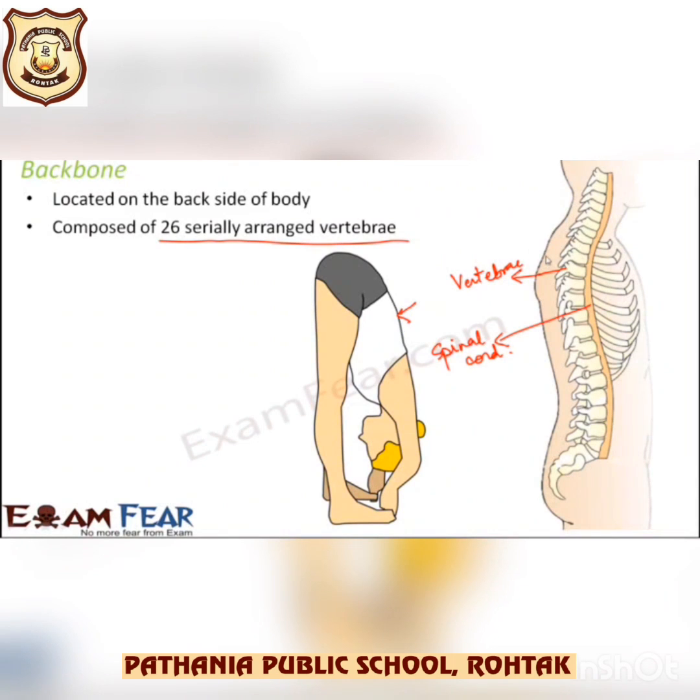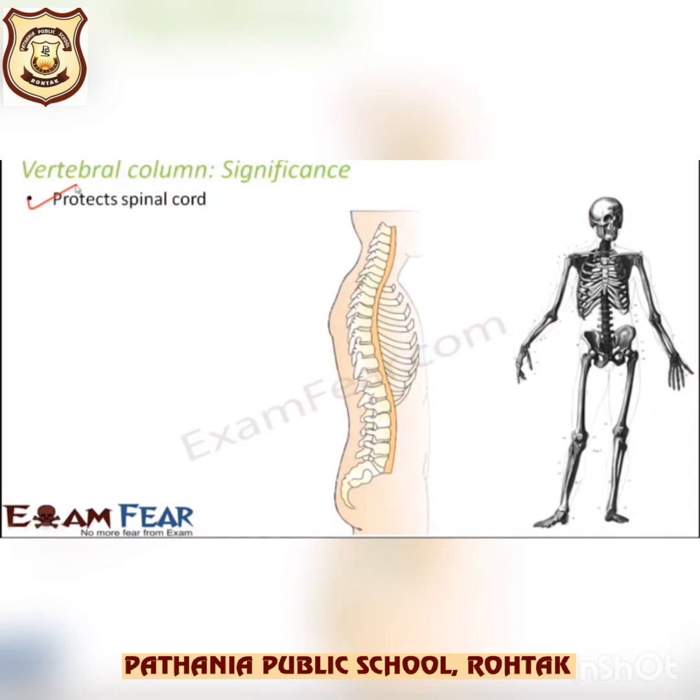I hope it is clear to all of you. Our backbone supports the head at its top. The shoulder bones, rib bones, and hip bone are all joined to the backbone. Each vertebra has a hole in it. Due to this, there is a hollow center inside the backbone, and the spinal cord, the main nerve from the brain, passes inside the hollow cavity of the backbone. It protects the spinal cord, right?